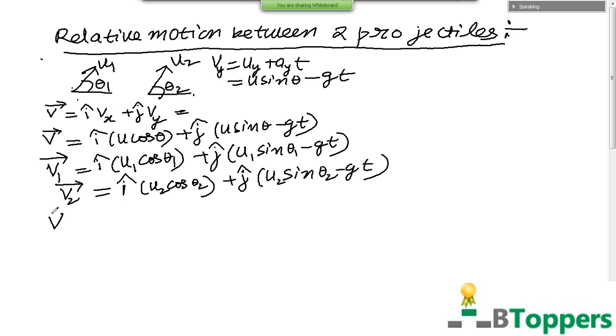So the relative velocity of the second projectile with respect to the first projectile, I denote it by v bar subscript 2,1. That you can write as v2 bar minus v1 bar. That means you have to subtract this equation from this equation. So gt gets cancelled on the right hand side.